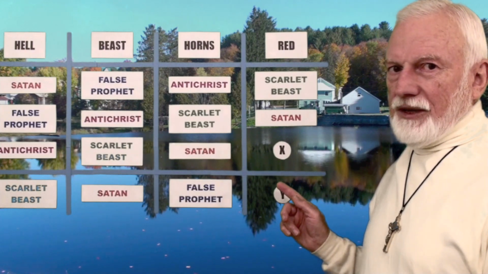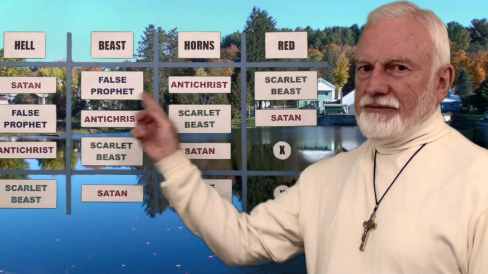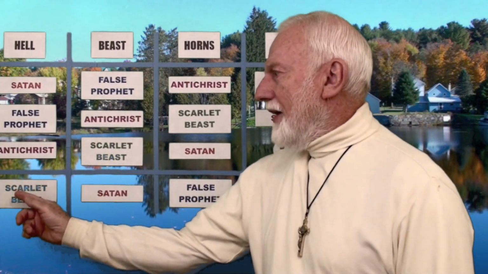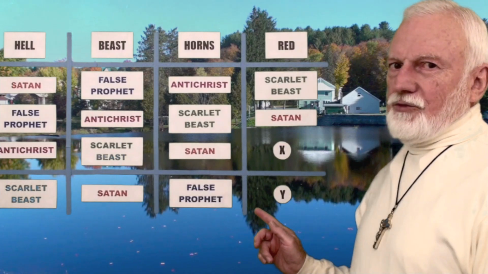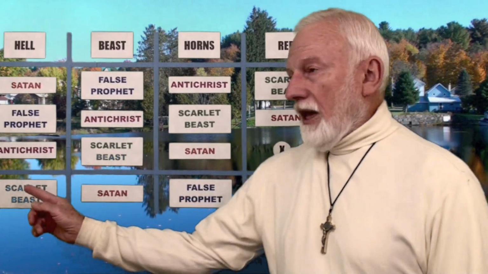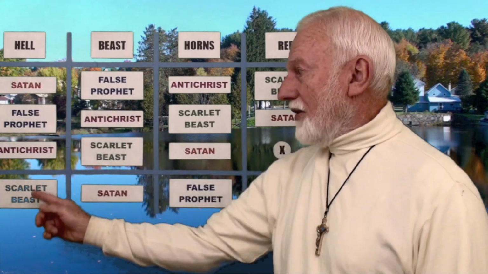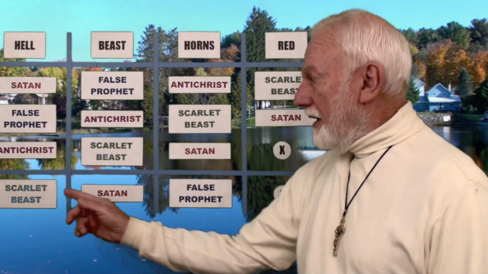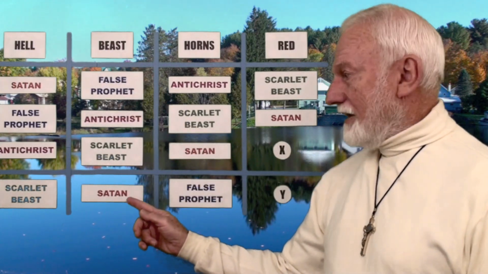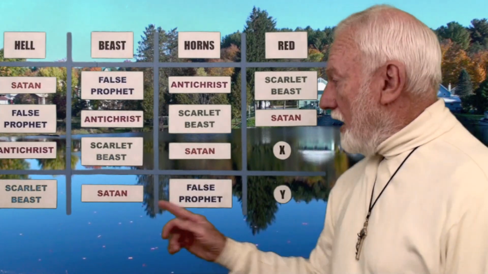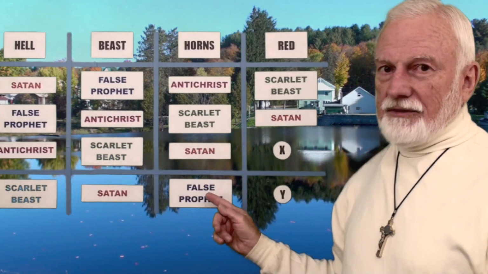That's the first formula. But there is one other formula that John has set up here. And that is that the odd man out is always different in these 4 different descriptions. We've already had the scarlet beast. That's the odd man out as far as which one goes to hell. We've already had Satan. That's the odd man out. Satan is not described as a beast. We've already had the false prophet because he only has 2 horns.